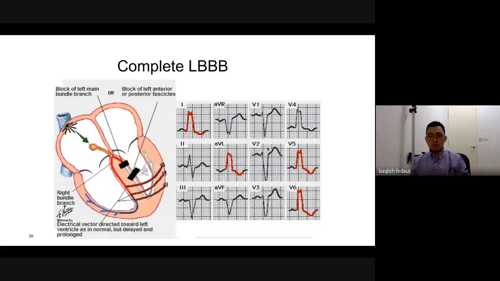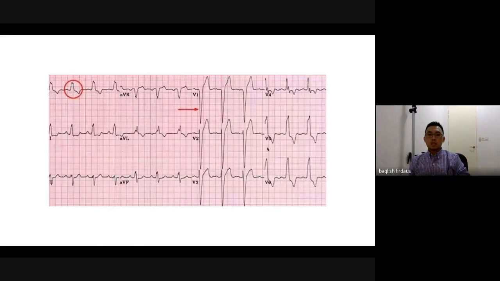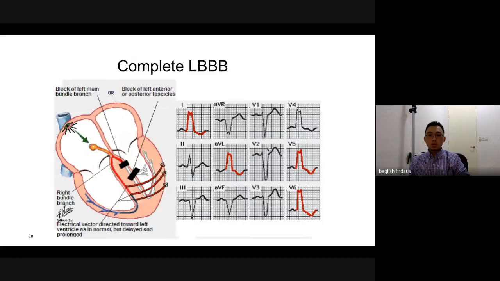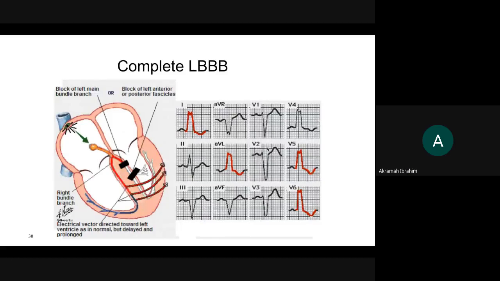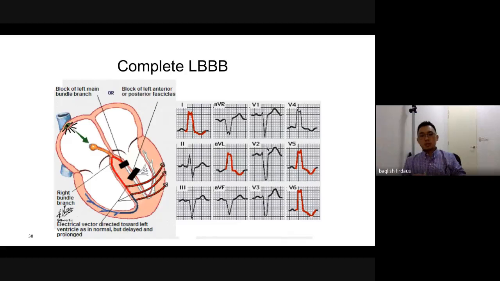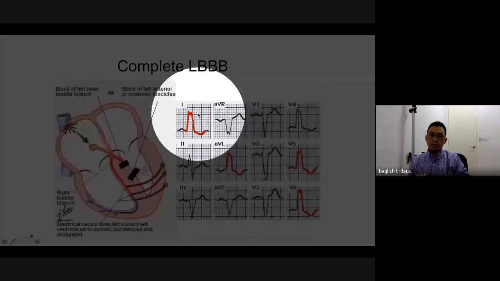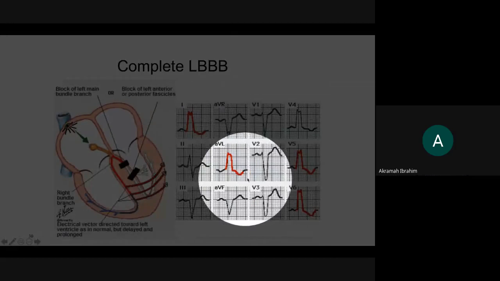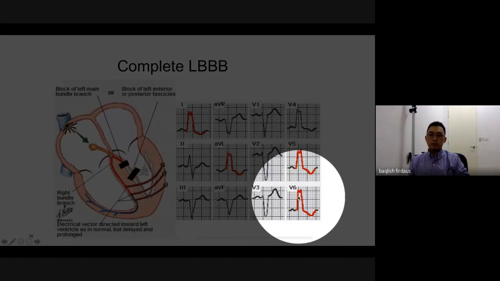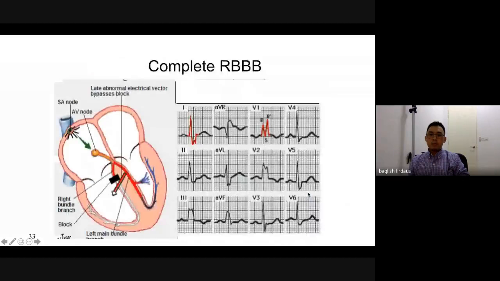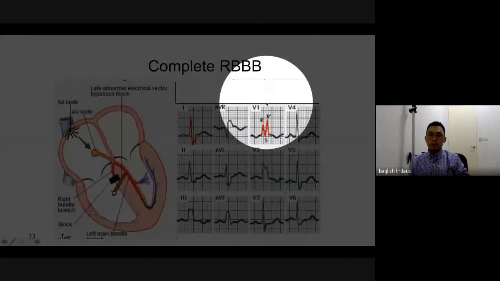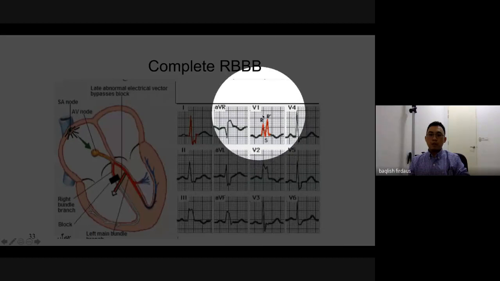Then this is a very popular question: how to tell whether the ECG is left bundle branch block or right bundle branch block? Actually, it's very easy. For left bundle branch block, you just see the shape in lead 1, aVL, and V5 and V6. In RBBB, we just see an M pattern in lead V1.